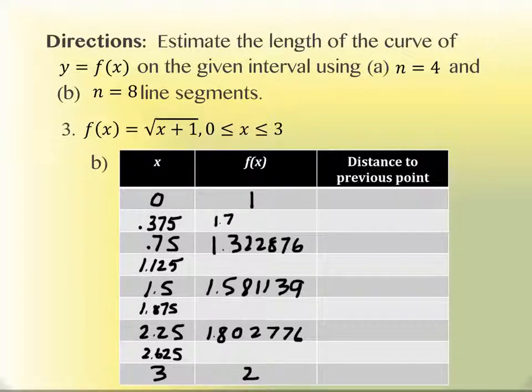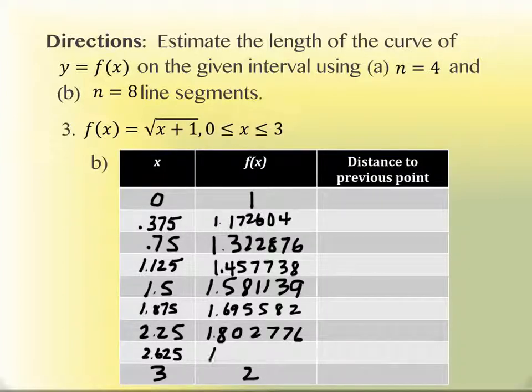So I have 1.172604, 1.457738, 1.695582, and 1.903943.